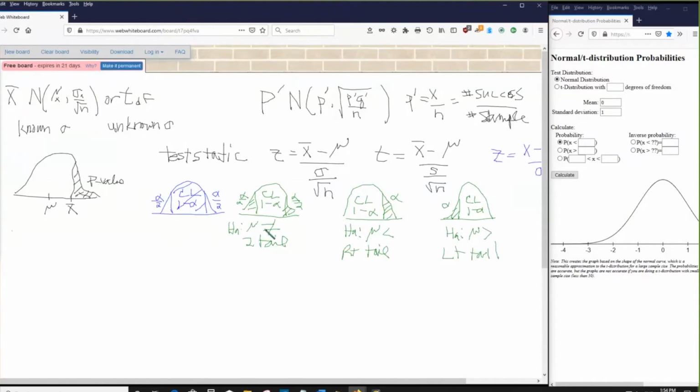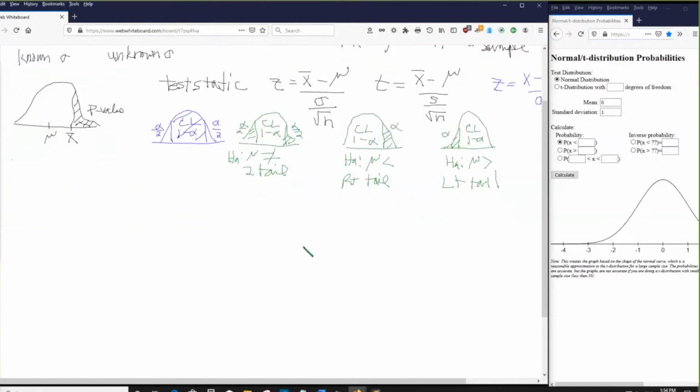Okay, so if you have an equal or don't equal, it's going to be two-tailed, it's going to be split. If it's less than, it's going to go to the right. If it's greater than, it's going to go to the left. And the way that we solve these, let's do just some quick examples.